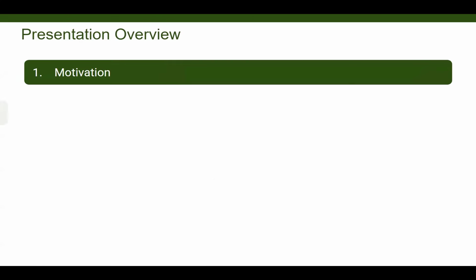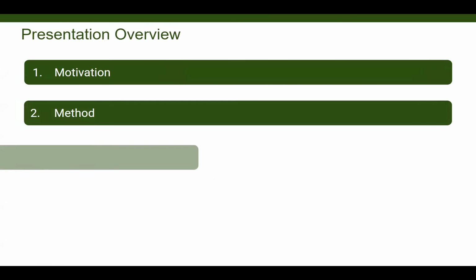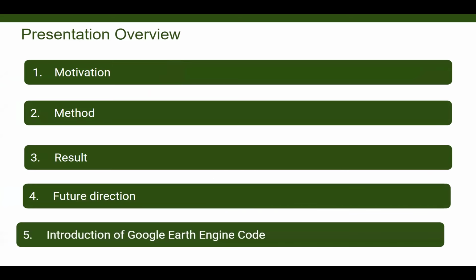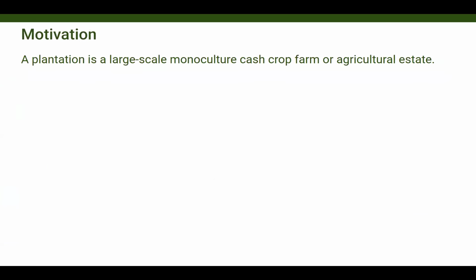So I divided my presentation into 5 parts: motivation, method, result, future direction, and introduction to Google Earth Engine, where I use coding or run my method. So plantation is nothing but a large scale monoculture agriculture state, and agriculture is one of the main reasons of forest degradation across the globe.